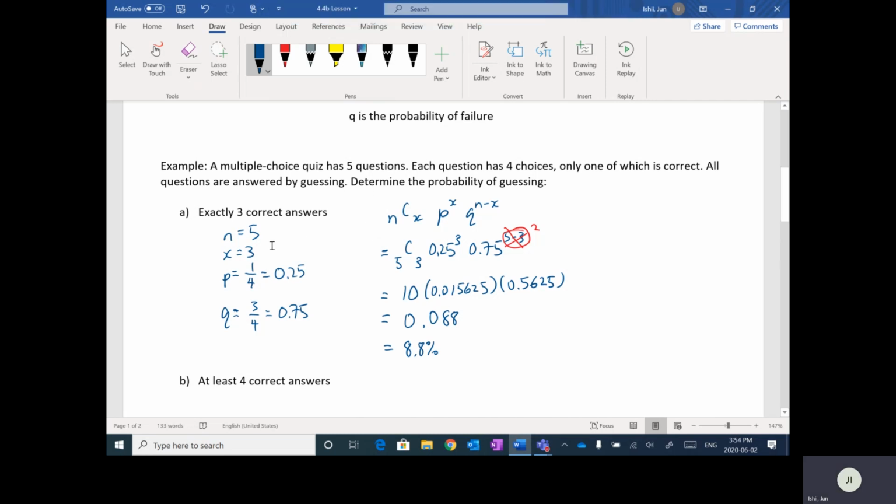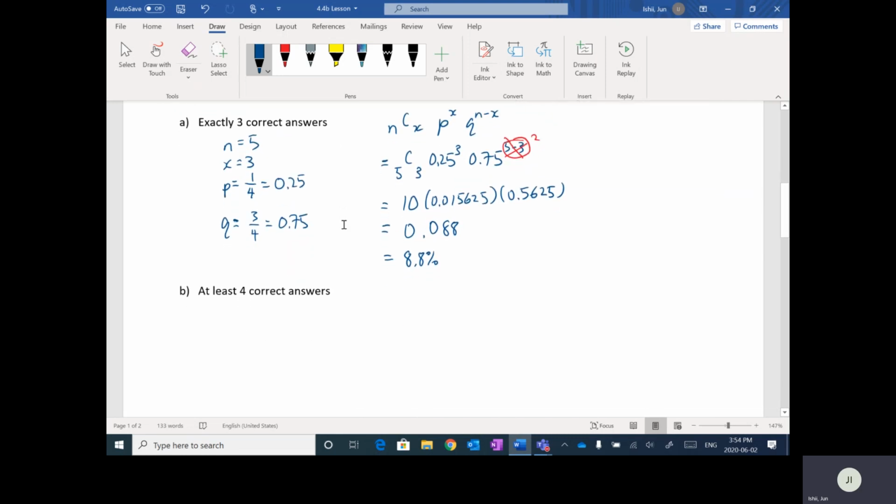So again, n is the number of trials, x is the number of successes that you're trying to find, p is the probability of success for each trial, q is the probability of failure for each trial. So you plug that in, and so the probability of getting 3 out of 5 right, if you were to just guess on 4 choices for 5 questions, is 8.8%. Cool. All right, so let's go on to the next one here.